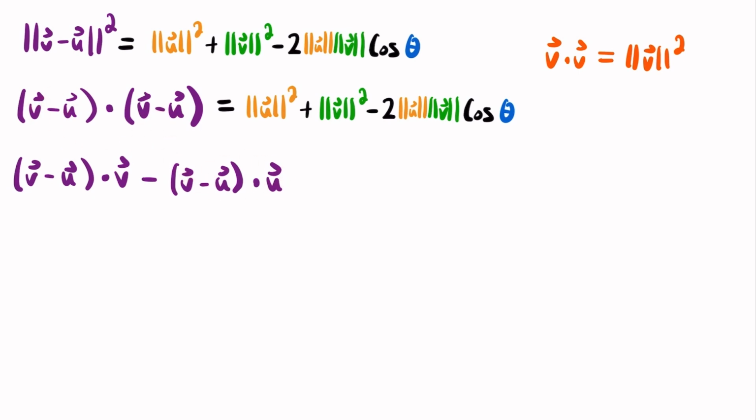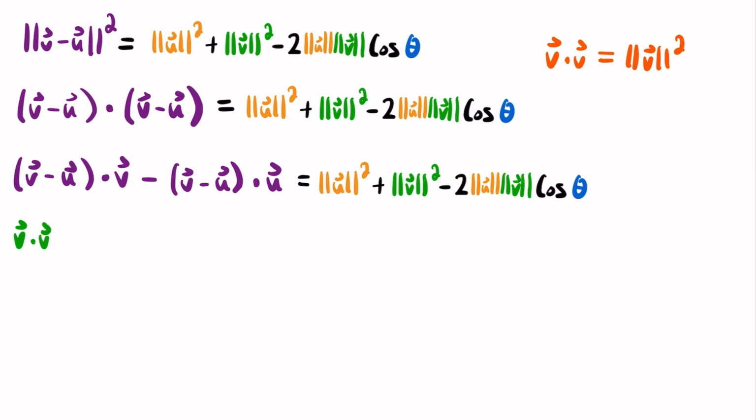All right, and then I'm going to distribute again. I'm going to multiply vector v by both of these vectors and vector u by both of these vectors. And by the way, these terms are still equal to this. But now if we actually work on distributing vector v through this quantity and vector u through this quantity, we'll have vector v times itself via the dot product, and then we'll subtract vector v multiplied by vector u, and then we're subtracting vector u times vector v minus vector u times itself. All right, and that's still equal to all of these terms.